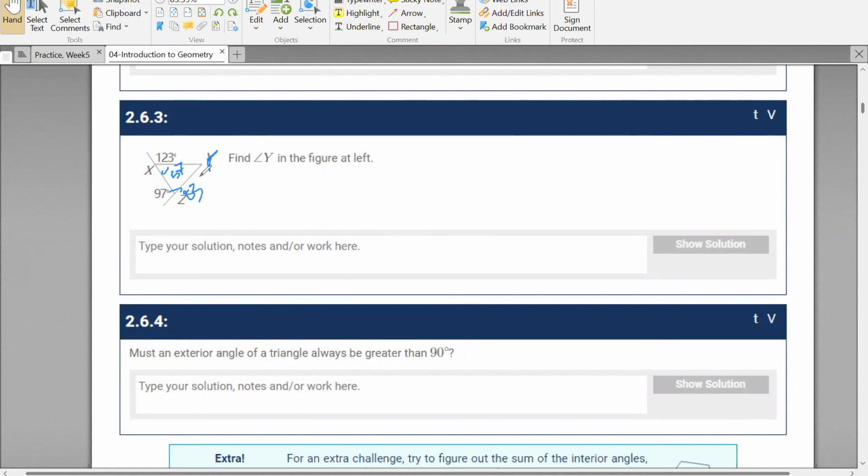Now, focus on the triangle itself. Therefore, the angle Y is going to be 180 take away 57, then take away 83. Can you do it on your calculator and make sure that this is going to be 40? Are we all on the same page?